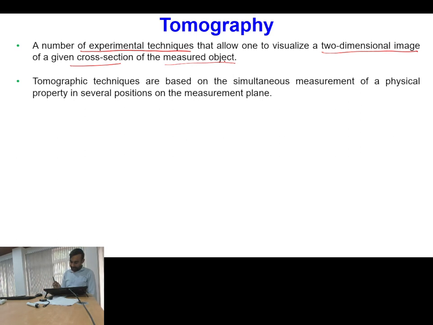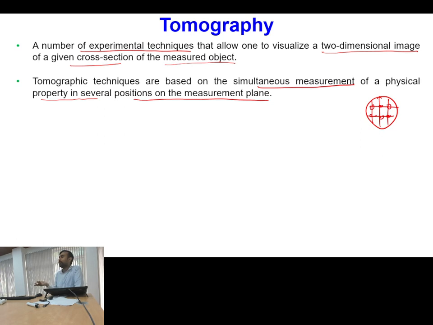So tomography is a generic term for obtaining a two-dimensional construction of an object. Of course, whenever we have to measure, our measurement should be simultaneous, of a physical property at several positions on the measurement plane. The way I told you previously, if this is my measurement plane, at all the points I should have the value of the property known simultaneously.